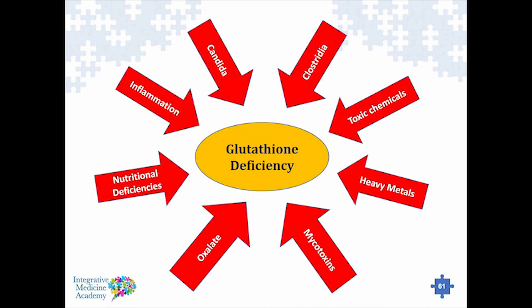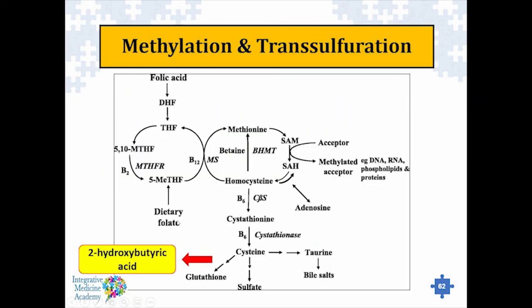In fact, I could take this same slide and scratch out glutathione deficiency and write in mitochondria. Mitochondrial dysfunction could be caused by all of these things too. One of the most common reasons that we see 2-hydroxybutyric elevated is because the body is under demand to maintain glutathione levels, so we get this excessive shunting effect. As things are moving down, we're shunting over towards glutathione with an increase of 2-hydroxybutyric.